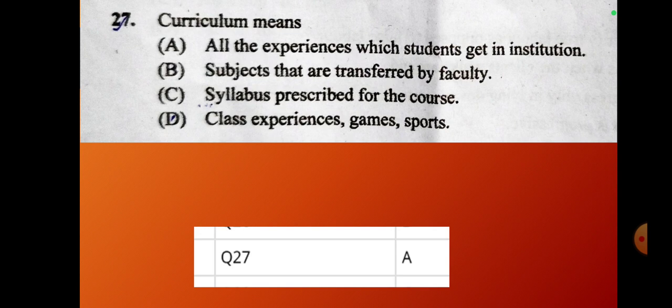Next, curriculum means option A, all the experiences which students get in institution, option B, subjects that are transferred by faculty, option C, syllabus prescribed for the course, option D, class experiences, games, sports, etc. The answer is option A, all the experiences which students get in institution.